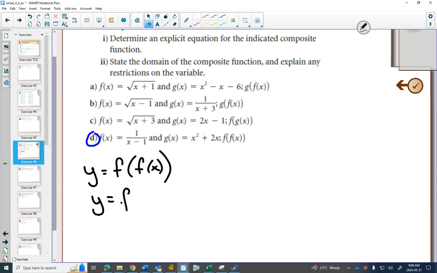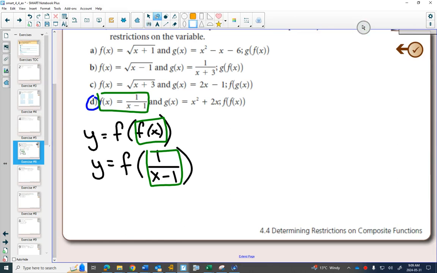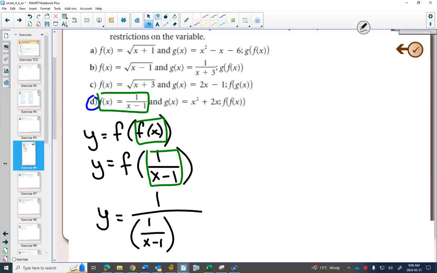And f of x happens to be 1 over x minus 1. Here we'll make f of x green. So I'm replacing that f of x with 1 over x minus 1. And now the 1 over x minus 1 goes back inside of f. And the rule for f is whatever you put in, do 1 over that thing that you put in, minus 1. I'm putting in a fraction. So I'm going to have, and this is why I wanted to do this one together, 1 over, and then I put in 1 over x minus 1, and then minus 1. So we get a fraction put into another fraction.